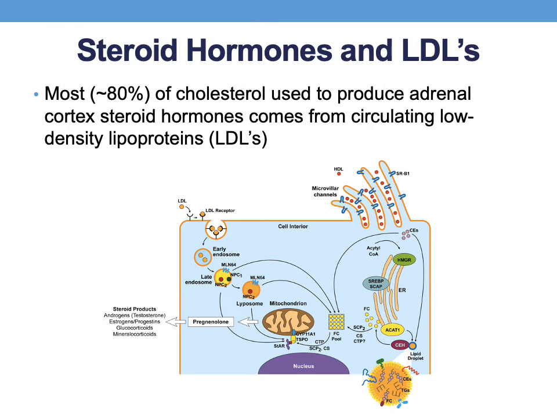Steroid hormones and low-density lipoproteins. Most, about 80%, of cholesterol used to produce adrenal cortex steroid hormones comes from circulating low-density lipoproteins. You can see in that drawing a receptor on the cell membrane of an adrenal cortex cell, with a little low-density lipoprotein binding to it, and it is taken into the cell via endocytosis, and then it goes through a process of being liberated so that the fatty acids can be used to make the hormones that the cortex needs to make.